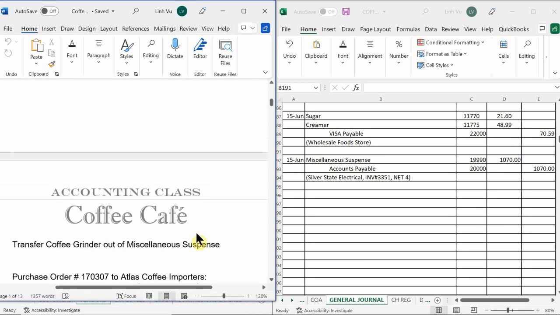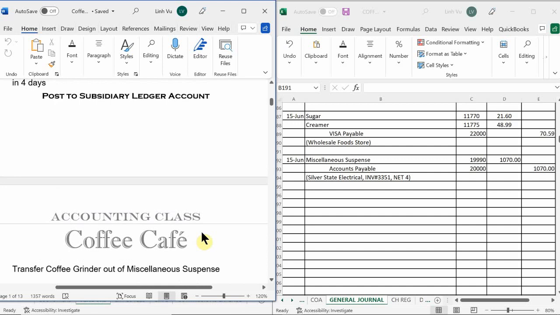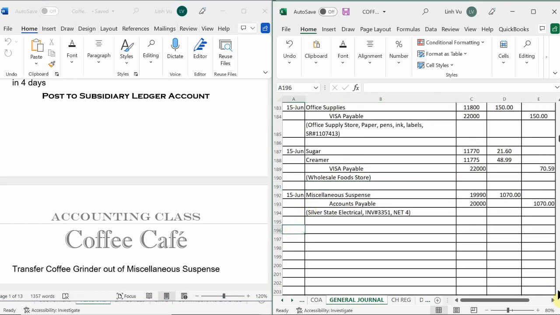That very same day, now it tells you, hey, the grinder is ready to be placed into service. So you can finally move the coffee grinder out of miscellaneous suspense account and into its proper account. So how do I do this? How do I move my amount from my miscellaneous suspense account into my coffee grinder account? You're going to debit your coffee grinder, right?